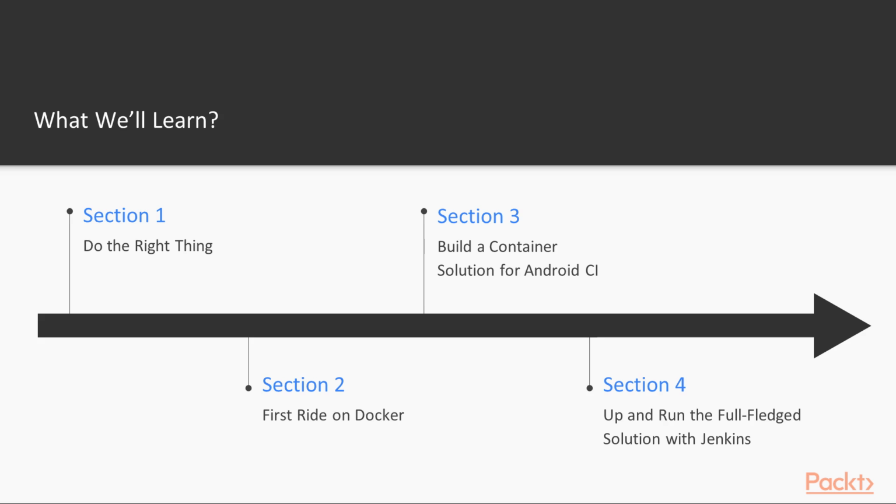What are we going to talk about in this course? Here is the overview. There are in total 4 sections including 25 videos with over 5 hours contents. The first section will start with the common problems for Android CI and explain why we will choose Docker.